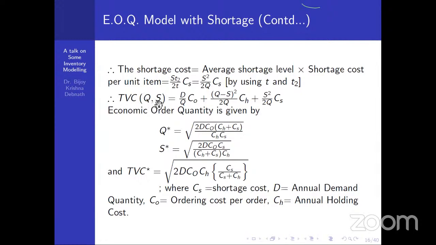Now here there are two variables. We have to optimize the optimal order quantity, and also the maximum shortage level S. That means we have to find Q star and S star. Here you can use two ways. One is the partial differentiation method using the Hessian matrix. You know how to optimize two variables: first differentiate the total variable cost with respect to Q equal to 0, then with respect to S equal to 0, and using the Hessian matrix, you should have a positive definite matrix to get the minimum value of Q star and S star. With this Q star and S star, we get the total variable cost.